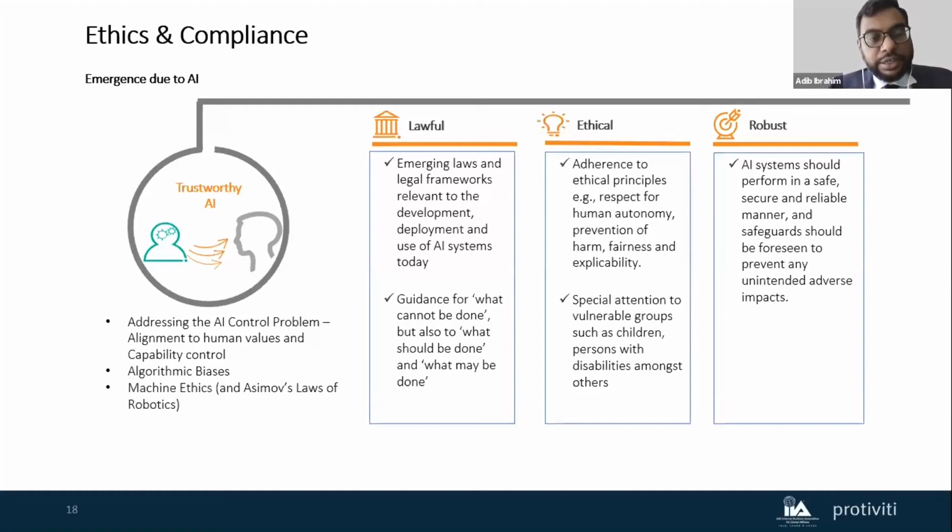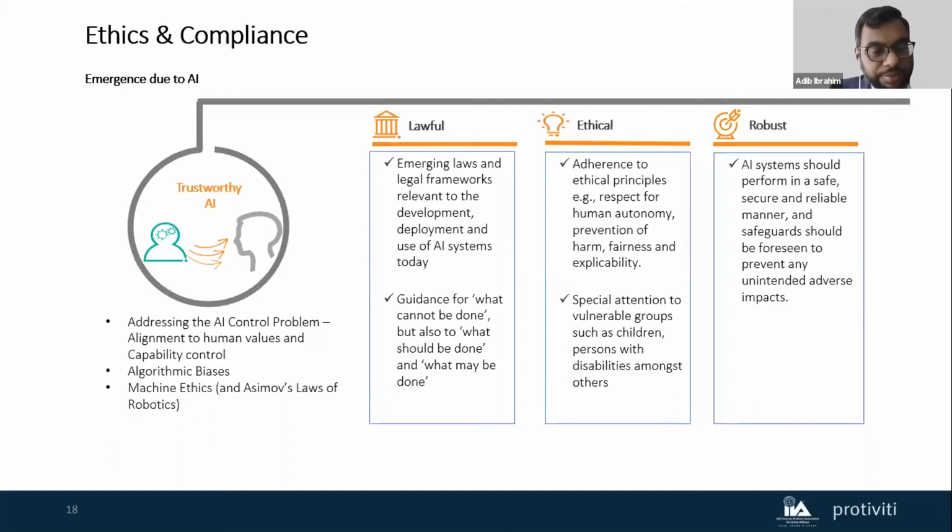And this is going to be the forefront of some of the regulations. Addressing the AI control problem is going to be the forefront of some of the regulations. The other typical problem is biases in your algorithms. So as developers write algorithms, how do these biases inherently creep in as well?